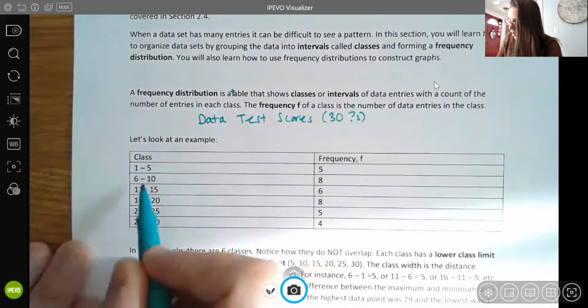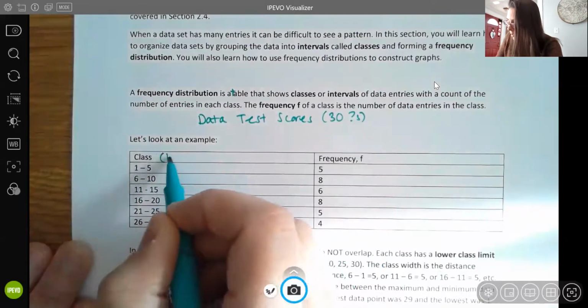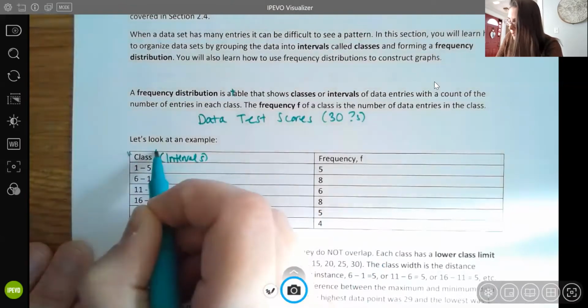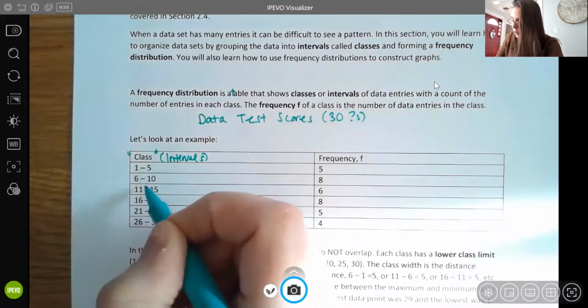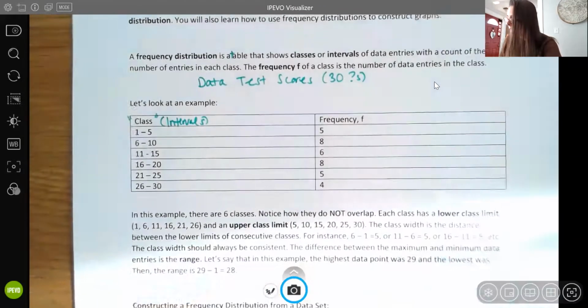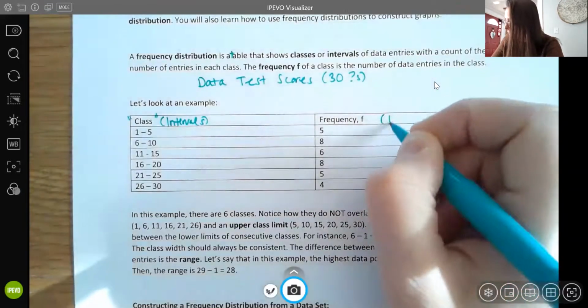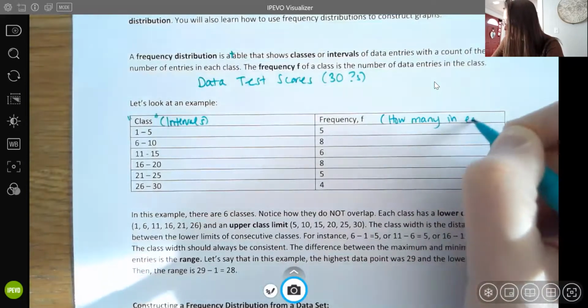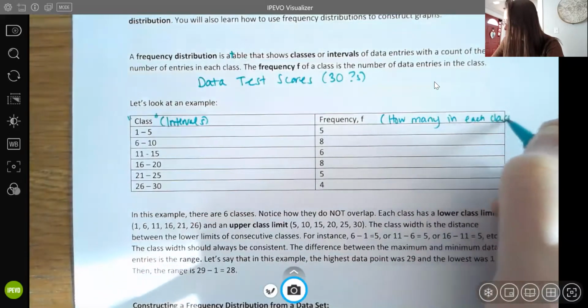So these here are your classes. They're your intervals, but the term we use is class. So those are your classes. I have 1, 2, 3, 4, 5, 6 classes. And the frequency is how many in each class?